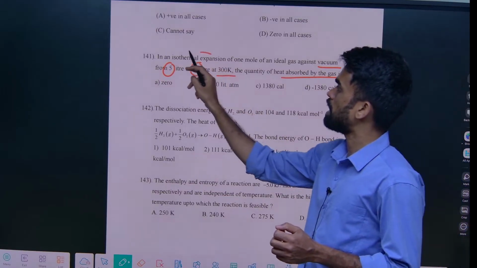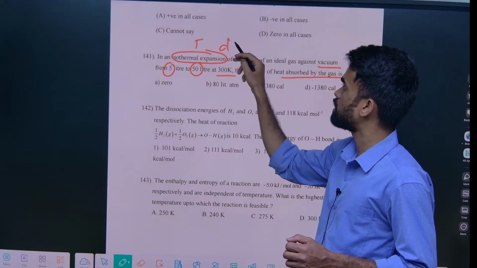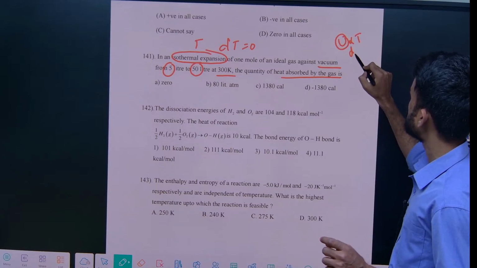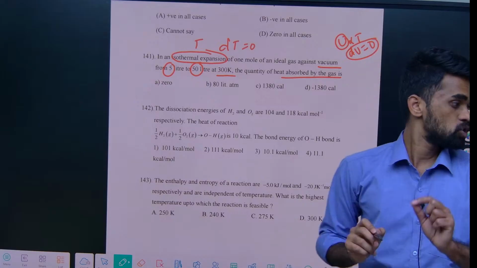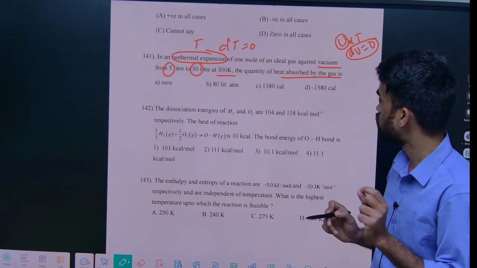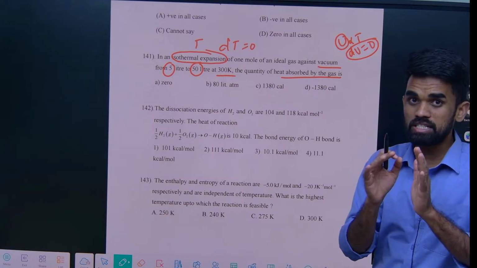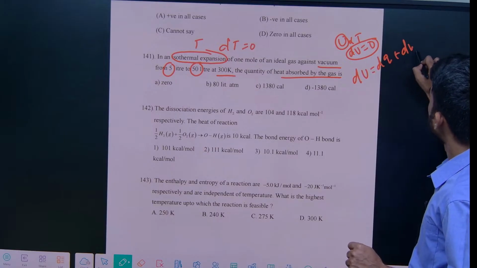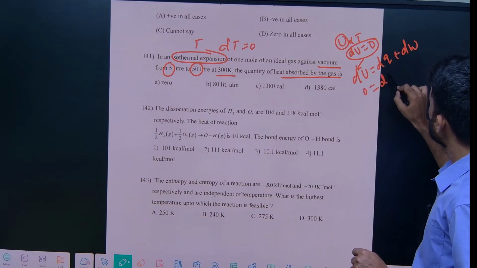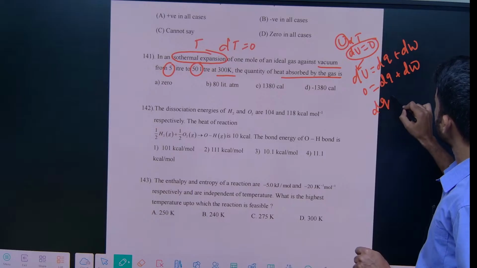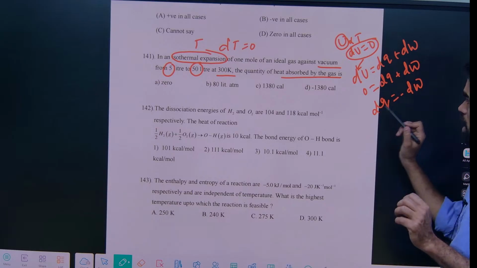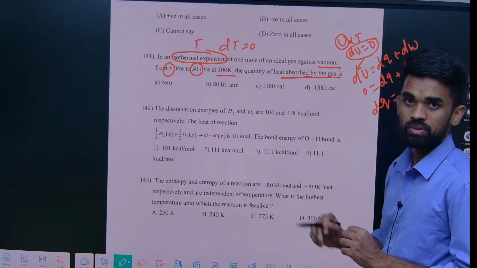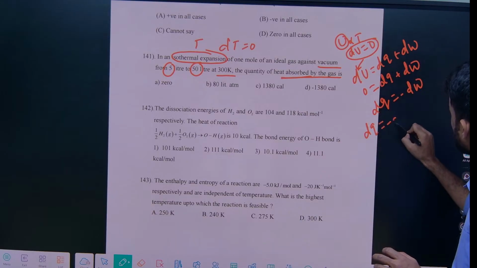See, they are saying isothermal expansion. It means temperature is constant, change in temperature is 0. Similarly, if temperature is constant, internal energy is also constant, so change in internal energy is also 0. During an isothermal process, the change in internal energy will be 0. You can remember this. Now from the first law of thermodynamics, you can write dU equals dQ plus dW. If dU is 0, then dQ plus dW is 0, so dQ is equal to minus dW. So whatever value you get for work done, the same value is there for heat absorbed.